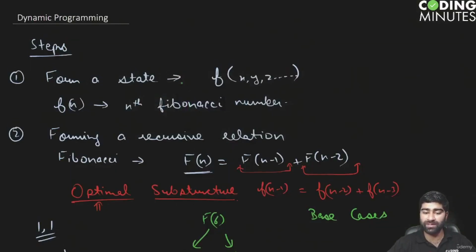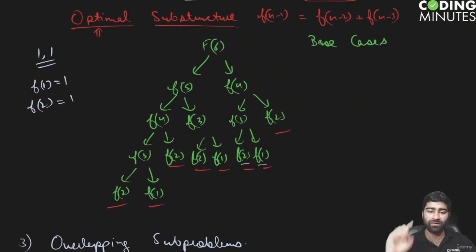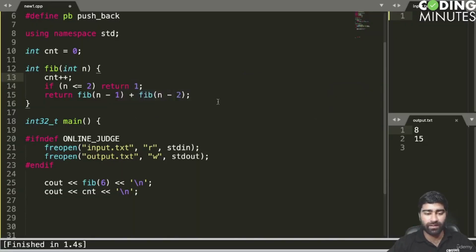Why? Because let's come back here. When I call f of 6, it calls 5 and 4, then 5 again calls 4 and 3, then 4 again calls 3 and 2, right? So 1, 2, 3, 4, 5, 6, 7, 8, 9, 10, 11, 12, 13, 14, 15. So we can see we have 15 states over here in this recursive relation, right? So that's what we want to optimize. We want to optimize this recursive relation by applying memoization in this case, right?